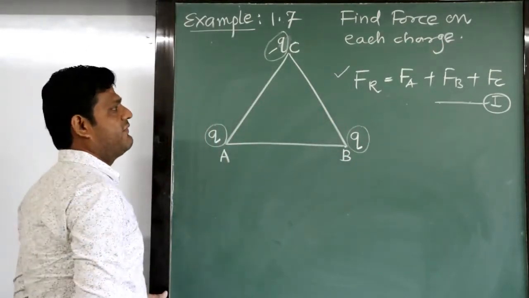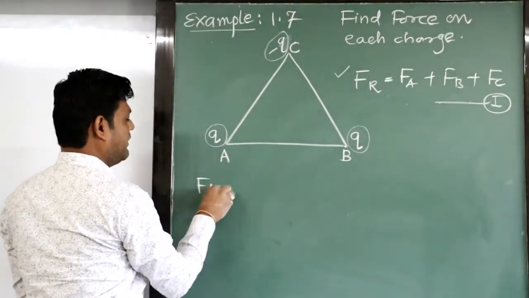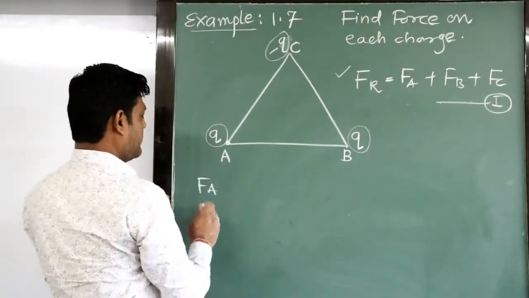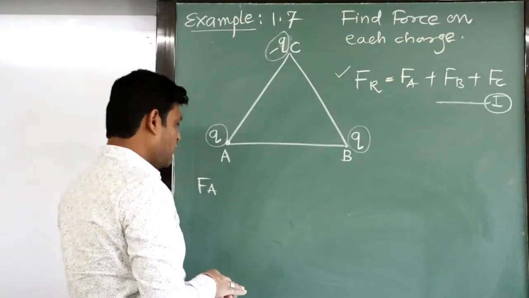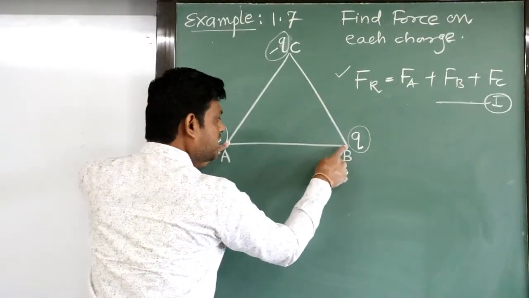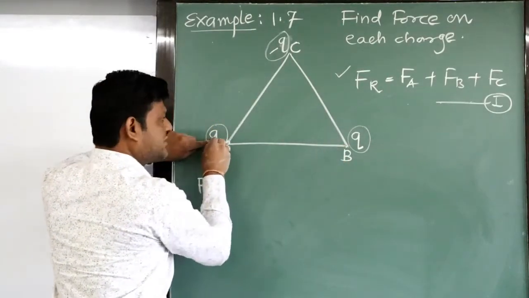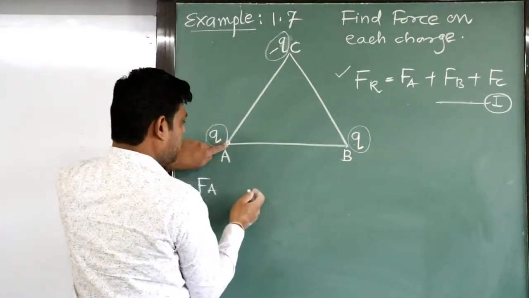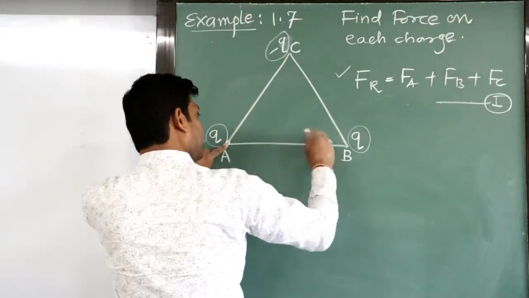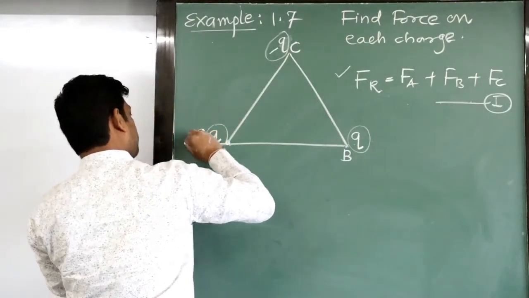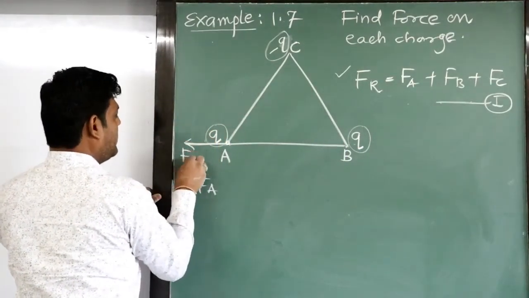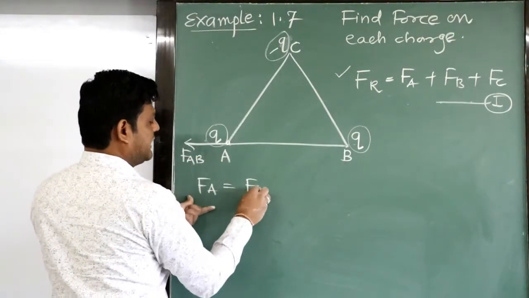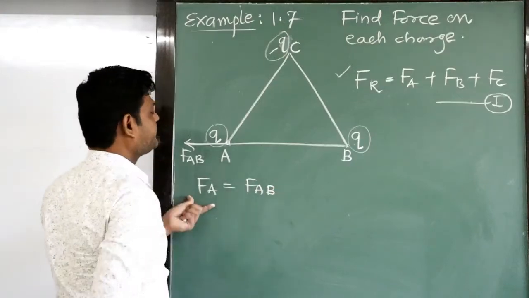So what is F_A, the force acting on A? See how we can draw the force acting on A due to B, that is, the force on this charge due to this charge. This is plus, this is plus, so the force acting on this due to this will be directed like this. So this is the force acting on A due to B. So F_A equals the force acting on A due to B.